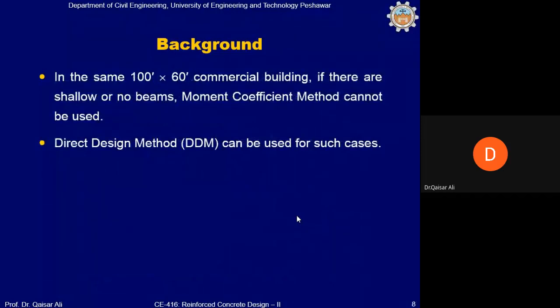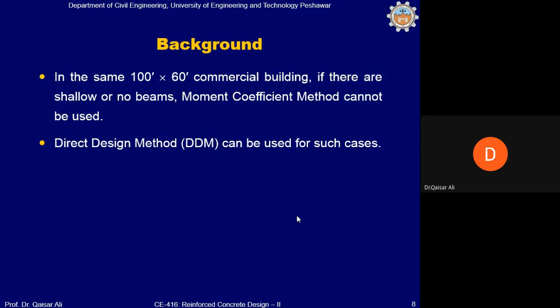Okay, now the same 100 by 60 feet commercial building is shown on the previous slide. If there are shallow or no beams, moment coefficient method cannot be used. Shallow beams mean when the beams are not very stiff, which means that the depth is very small, then they will not provide enough resistance to the slab to minimize the deflection of the slab at the location where beams are provided. Because in the moment coefficient method, the basic assumption is that beams, if provided, must be stiff, and when beams are stiff, then moment coefficient method is applicable.